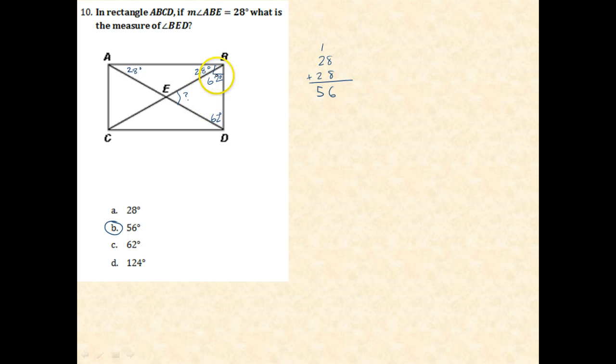And then the three angles in this triangle have to add up to 180. So 180 minus 2 times 62 would equal the measure of angle BED also. So 2 times 62 is 124. And then 180 minus 124 is 56. So either way you go, we're getting 56 degrees.